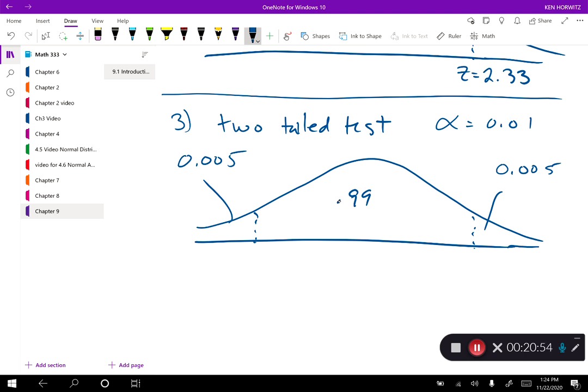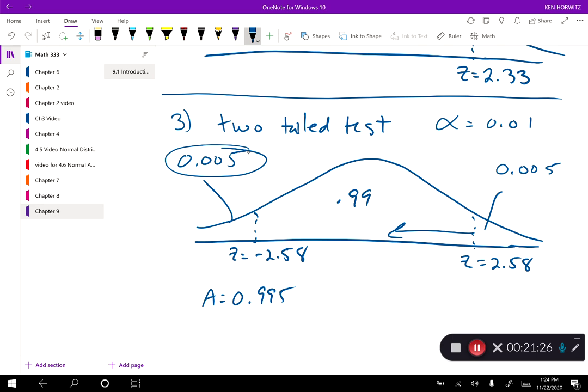Now, in order to find your z values, I'm going to look for area to the left. So the area I'm going to look up is 0.995. And when I look up 0.995, I get 2.58. And if the other one is equidistant away, it's negative 2.58. If you want to confirm that, the area you should look up is 0.005, and that value should come either way.